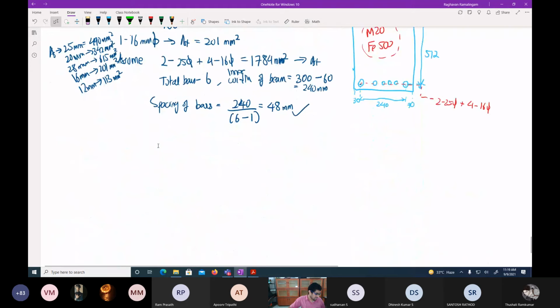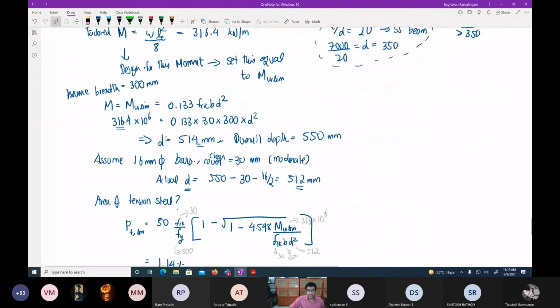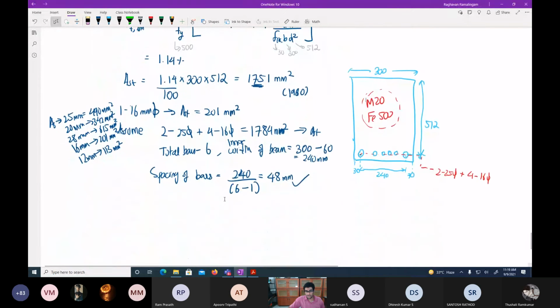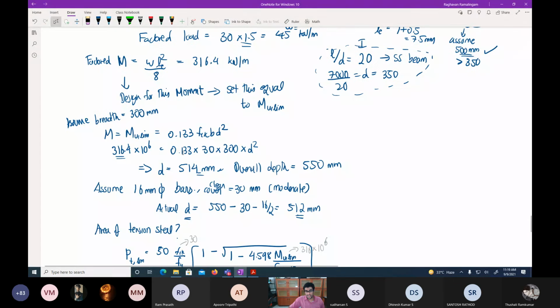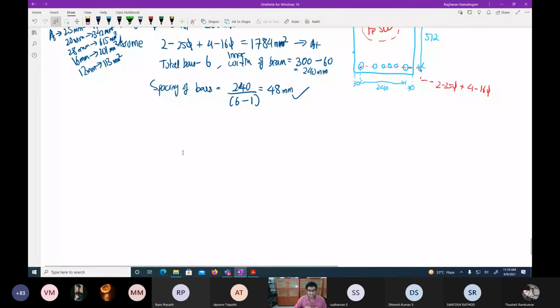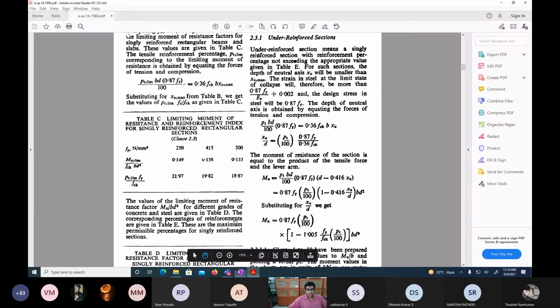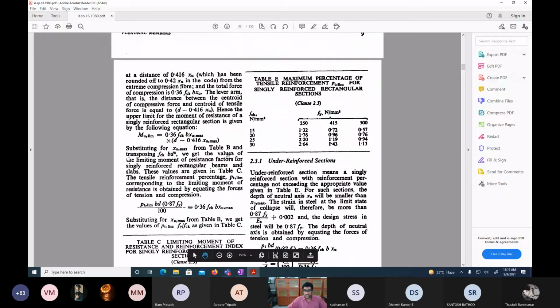I actually wanted to start double reinforced also, but the remaining time what I'll rather do is I'll also show the same problem done based on the SP16 chart. So you've done it manually. You can also do the same problem using SP16 1980. Now, this is our SP16.